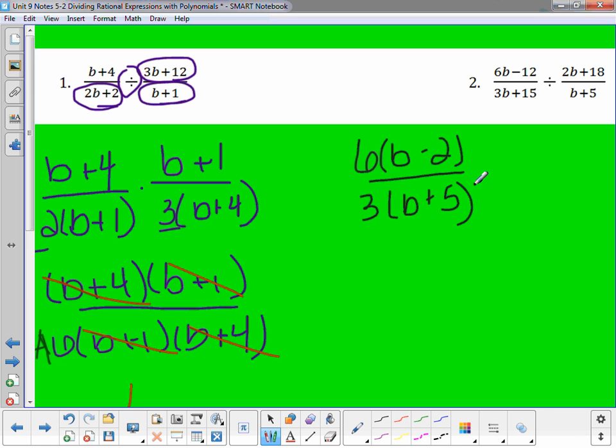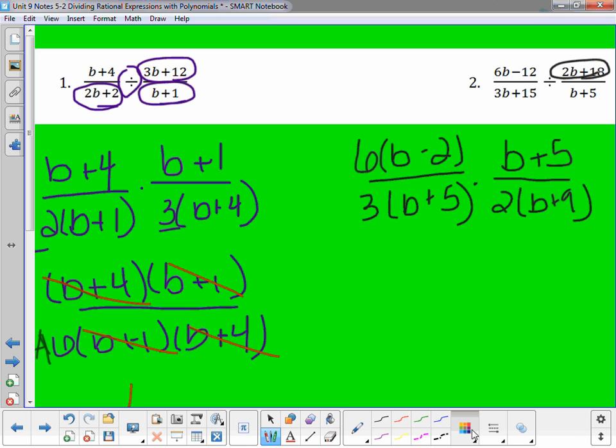Next, let's take a look at this 2b plus 18 over b plus 5. So we can actually take out a GCF out of the top one. But I remember I want to change it to multiplying, and I want to flip it. So then this 2b plus 18 is going to go to the bottom. So when I flip it to the bottom, I'm actually going to pull out a GCF of 2. And then on top, we have b plus 5.